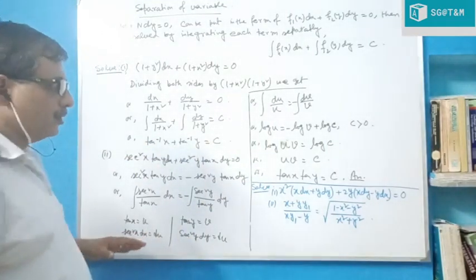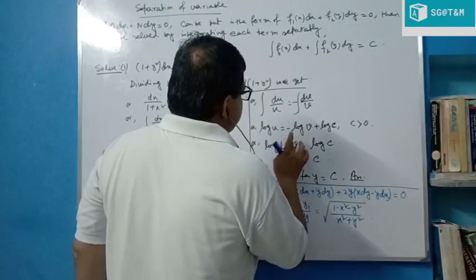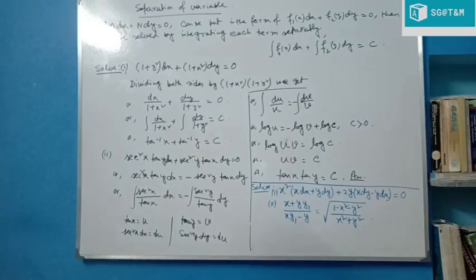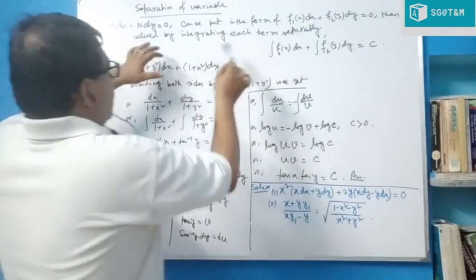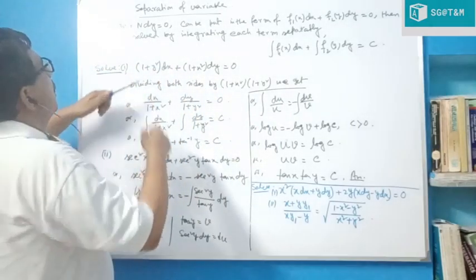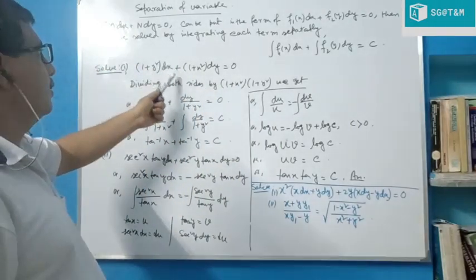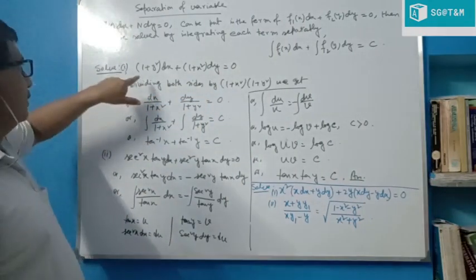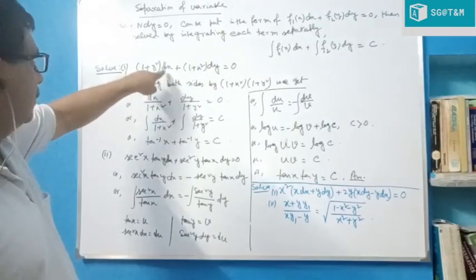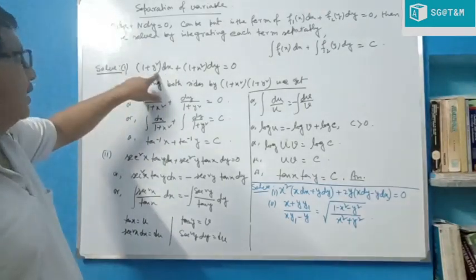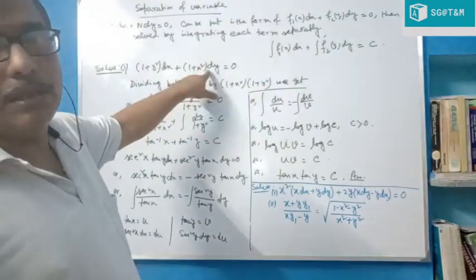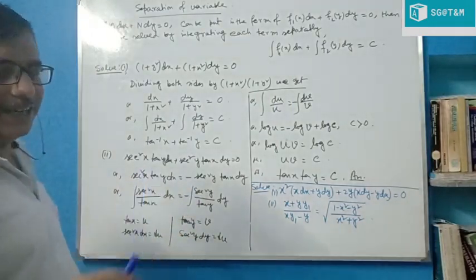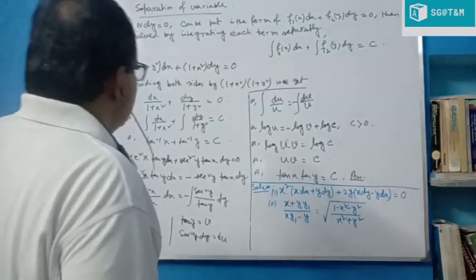Then integration is possible if we have a function of x with dx and a function of y with dy. So for the first question, to solve it easily, we take (1 plus y square) dx plus (1 plus x square) dy is equal to 0. In this case we see that 1 plus y square with dx is a function of y, and 1 plus x square with dy is a function of x, just the reverse. If it is in the proper way, then we can easily integrate and solve it.